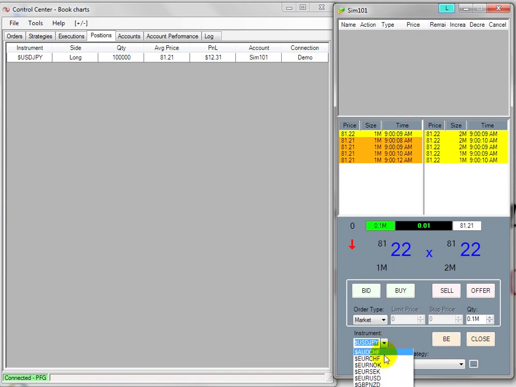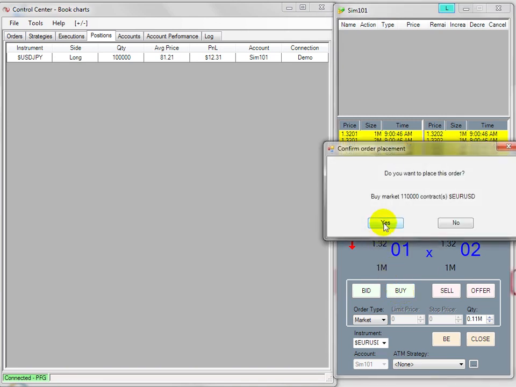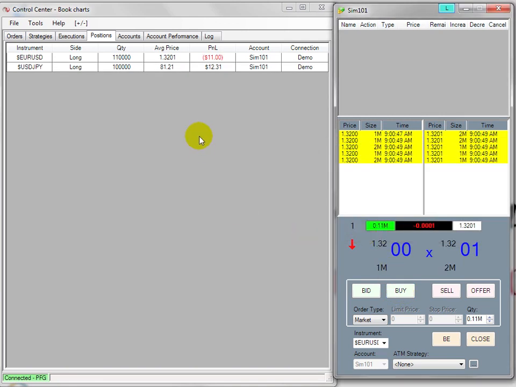Let's move our attention to the euro dollar, which is a little easier to keep track of. If you remember, in the euro dollar, because the dollar is the quote currency and the euro is the base currency, we know that each pip on a standard lot of 100,000 units is worth $10. We also know that on a mini lot, which is 10,000 units, a pip is worth $1. Let's buy 110,000 units at the market and see what that does for you.